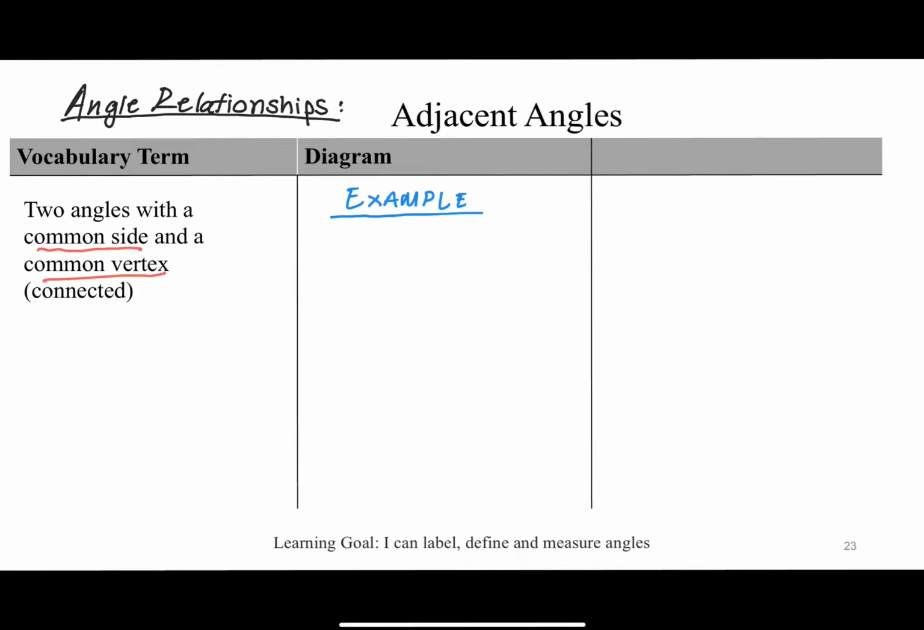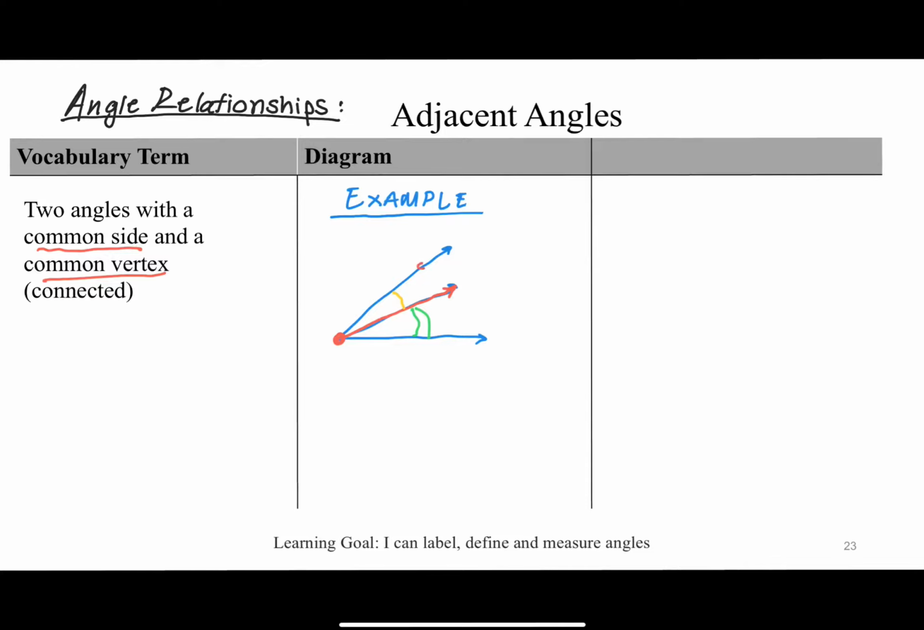So an example of adjacent angles are just two angles that are connected. As the definition states, they are connected with a common vertex, so they share the same beginning point, and they also have a common side, which in this case would be this side in the middle. And so in this diagram, I have this angle here, and I have another angle right here. And notice they are connected with a common vertex and a common side.